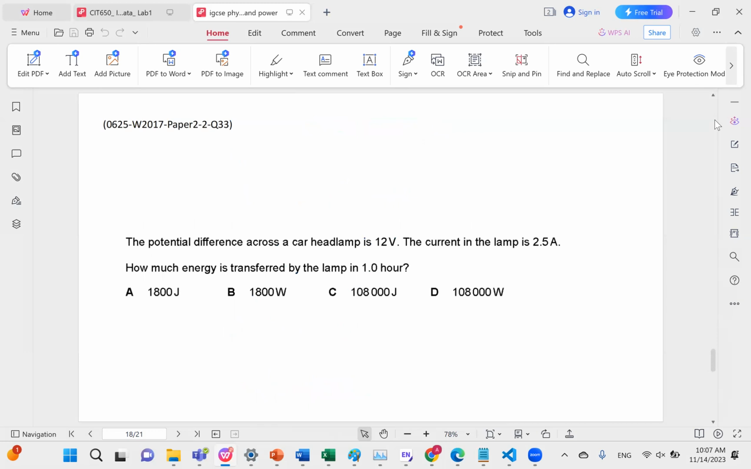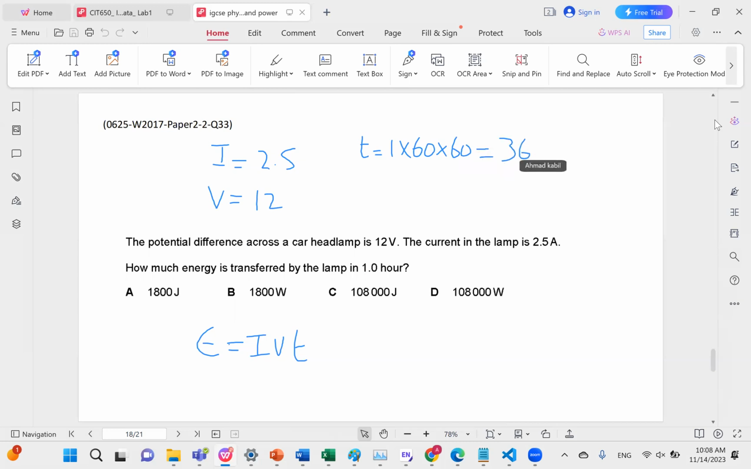The potential difference is 12, the current is 2.5. How much energy is transferred in 1 hour? So E equals IVT. I is equal to 2.5. V is equal to 12. The T here is given in hours. So that's 1 times 60 times 60, because I have to convert it to seconds. So this is 3,600 seconds.